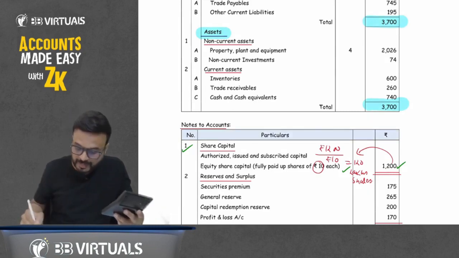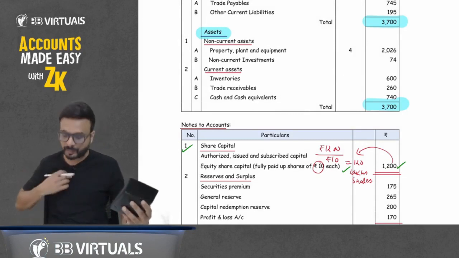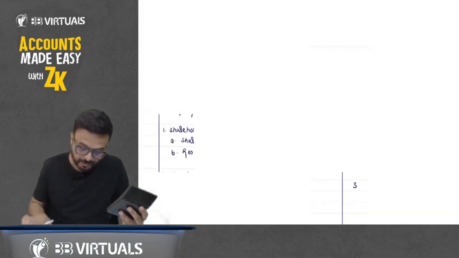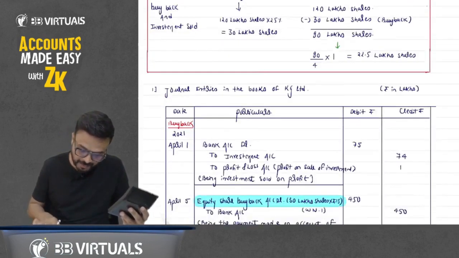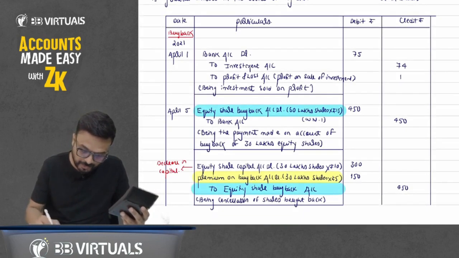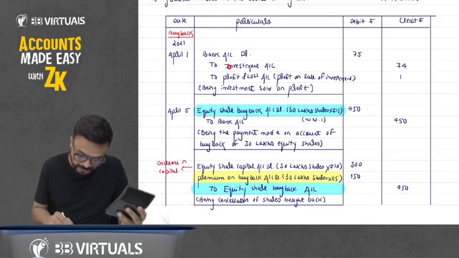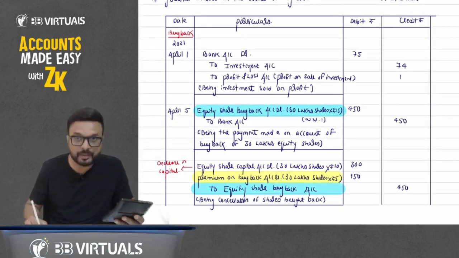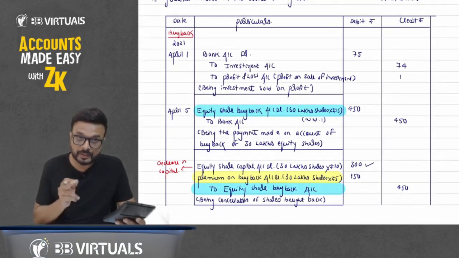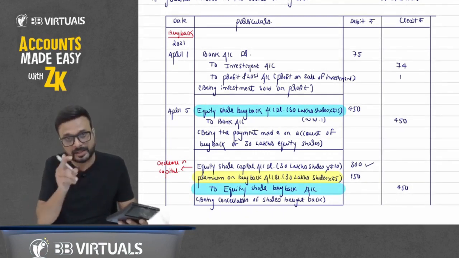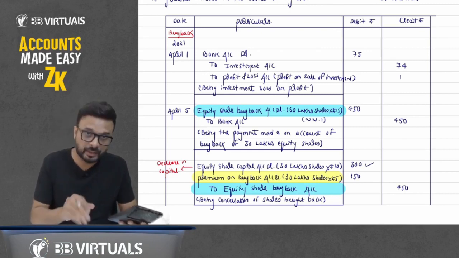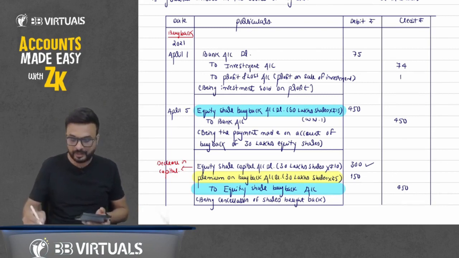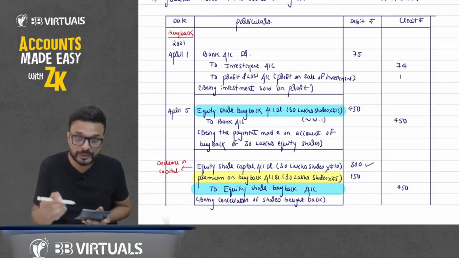1200. So liability has credit balance. Here we have passed journal entries. You can see what we have done for this share capital. The first entry has no share capital, the second entry has no share capital. In the third entry we have debited by rupees 600, sorry 300. Liability has credit balance, and now we are debiting here, so we should deduct it. Minus 300, so we are at 900. 1200 minus 300.